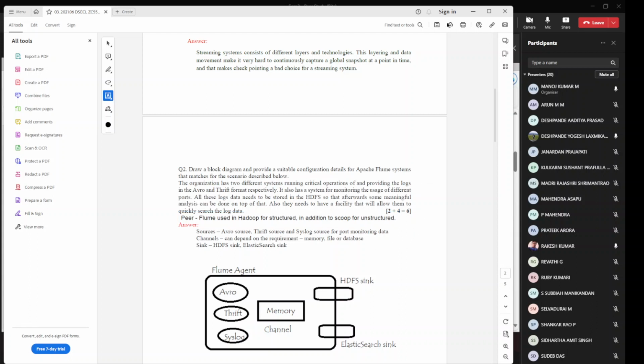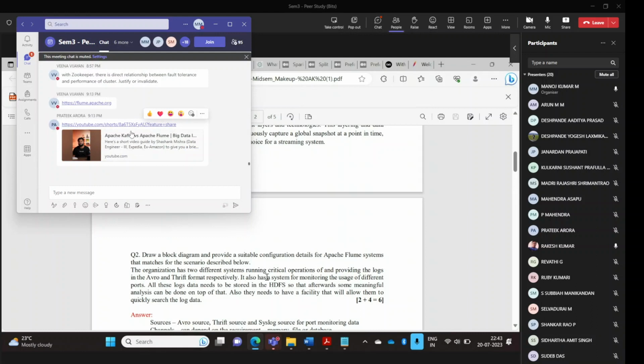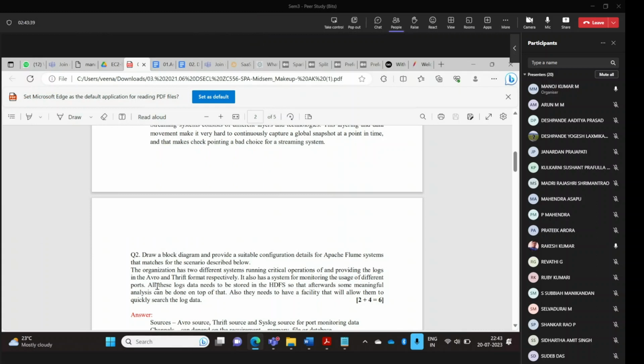Steps running critical operations and providing the log in Avro and Thrift format. It also has a system for monitoring the usage of different ports. All these log data need to be stored in HDFS so that afterwards some meaningful analysis can be done on top of that. Also, they need to have a facility that will allow them to quickly search the log data. Difference between Apache Kafka and Apache Flume: Apache Kafka is designed for ingesting and processing real-time data, whereas Apache Flume is designed to collect and aggregate large moving log data.